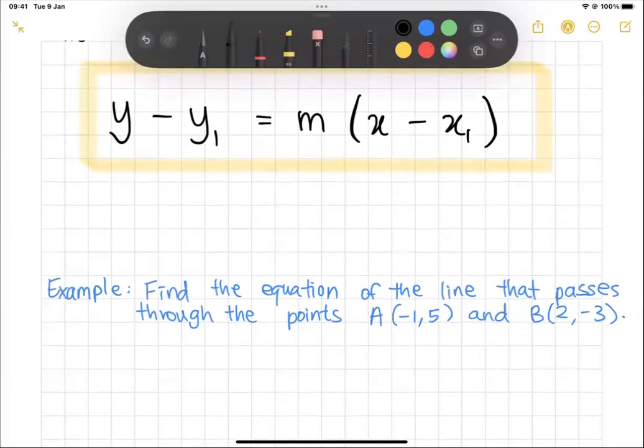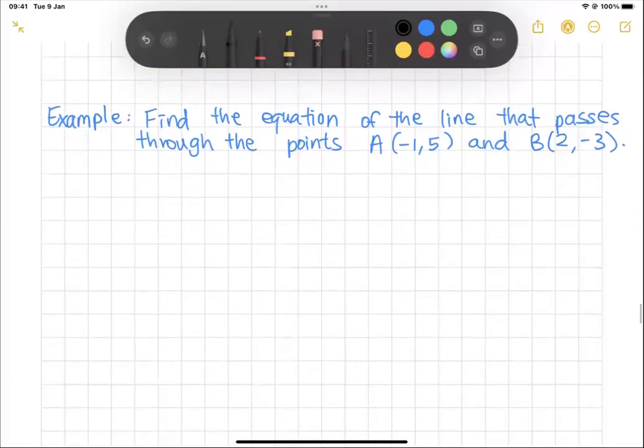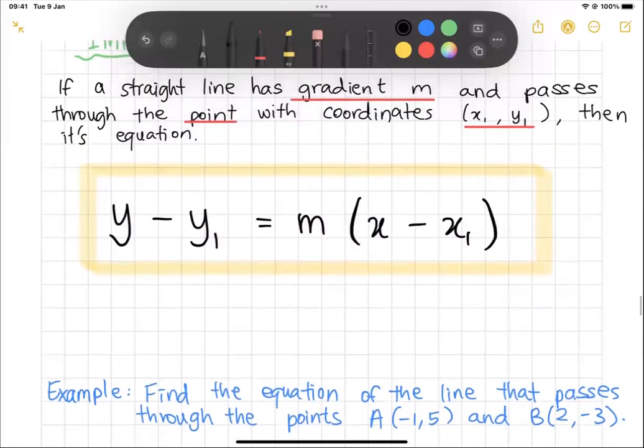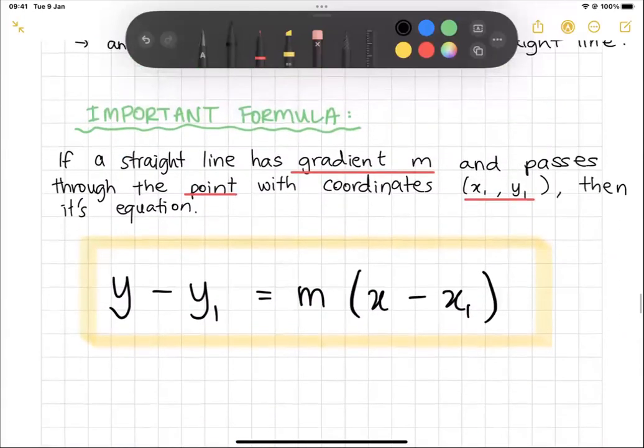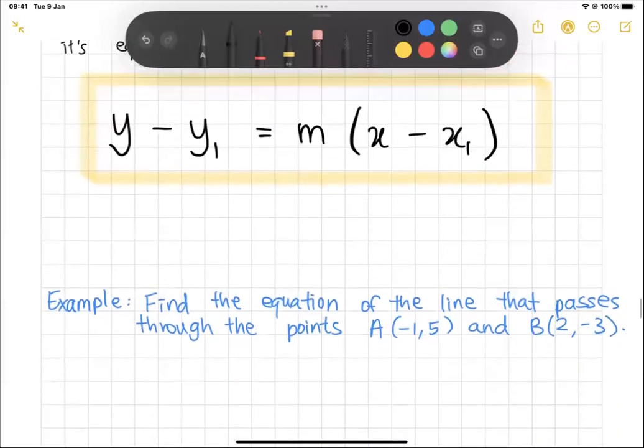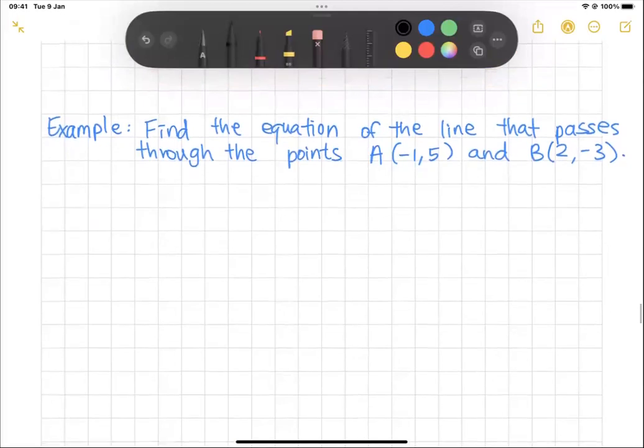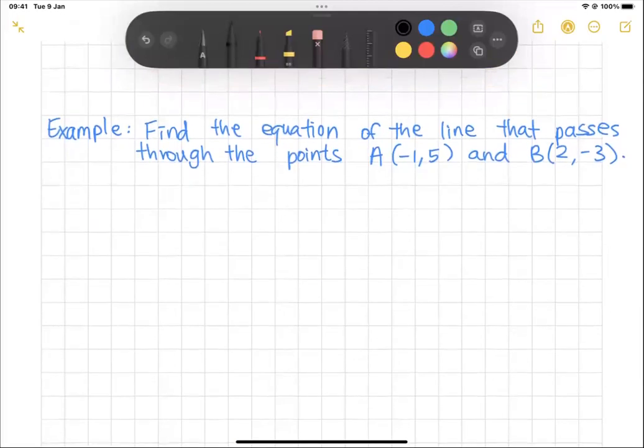Let's look at our example here. Our example says, find the equation of the line that passes through the points A(-1, 5), those are my coordinates for A, and point B(2, -3). So I've been given 2 points. Just like what I said when introducing my formula, I need to be given a gradient and a point. The example is going to be a little bit more complicated, but it shouldn't be too hard.